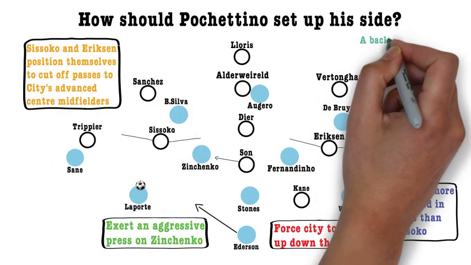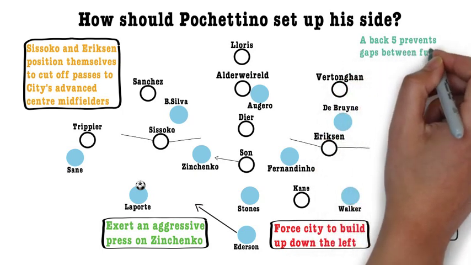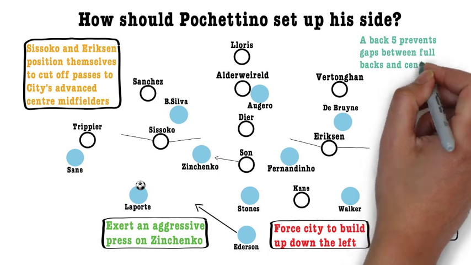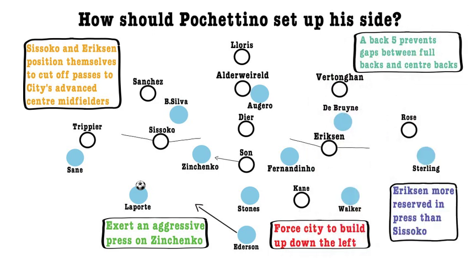The reason for using a back 5 rather than a back 4 is primarily to close up the spaces that would usually develop between Rose, Vertonghen and Trippier and Alderweireld. City like to shift the ball wide from the centre of the pitch to Sterling or Sane, with the anticipation that the fullback will move out to press the winger. Silva and De Bruyne look to make runs from their midfield positions in through the space between the fullback and centre-back, looking to receive the ball and then having a one-on-one against the centre-back.